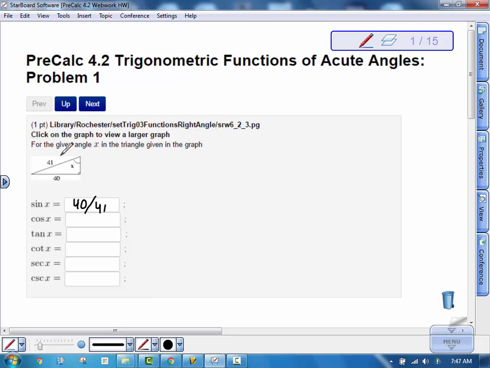And if you do the Pythagorean theorem on this triangle, you're going to get 9 for this side, which is important because when we go to do cosine, we need adjacent over hypotenuse, which is 9 over 41. Tangent is opposite over adjacent, so that's 40 over 9. Okay, cotangent's the reciprocal of tangent, that's 9 over 40. Secant is the reciprocal of cosine, so that's 41 over 9. And cosecant is the reciprocal of sine, which is 41 over 40.